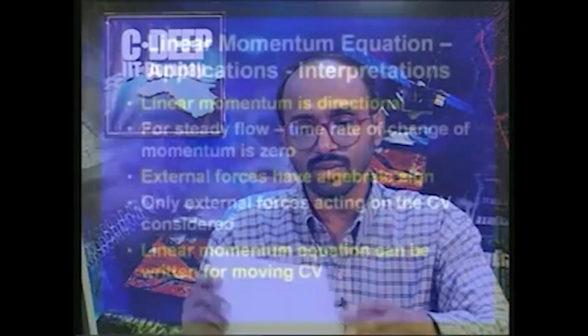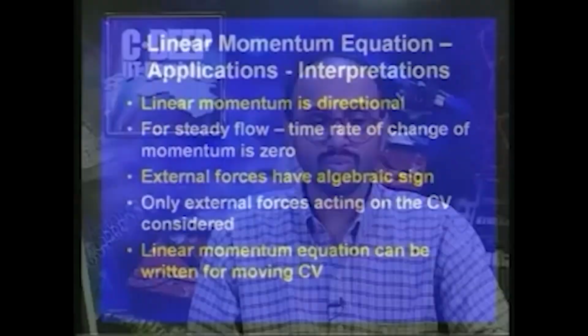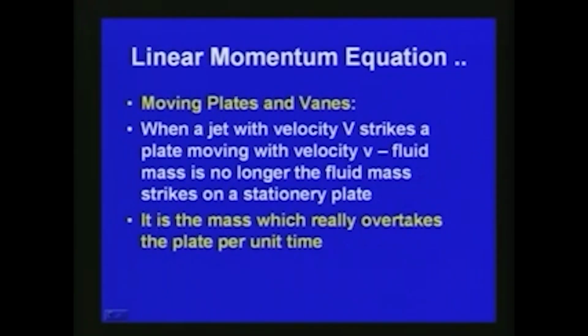So, now the jet is coming, and in a very similar way, with respect to the jet movement, the control volume is also moving. So, the linear momentum equation can be transformed with respect to the moving control volume, for moving plates and vanes. When a jet with velocity V strikes a plate moving with velocity small v, the fluid mass is no longer the fluid mass striking a stationary plate.